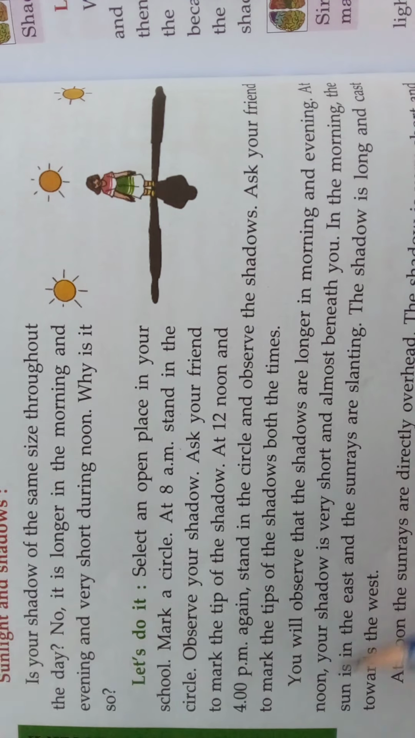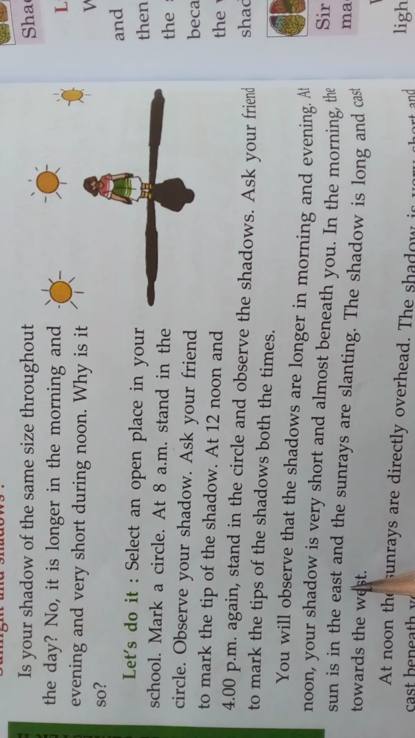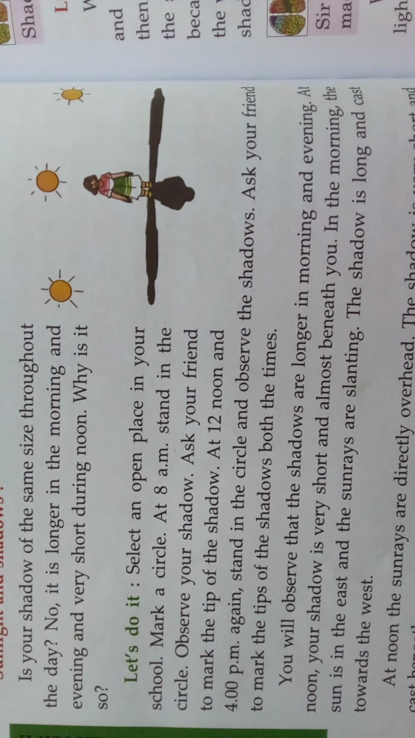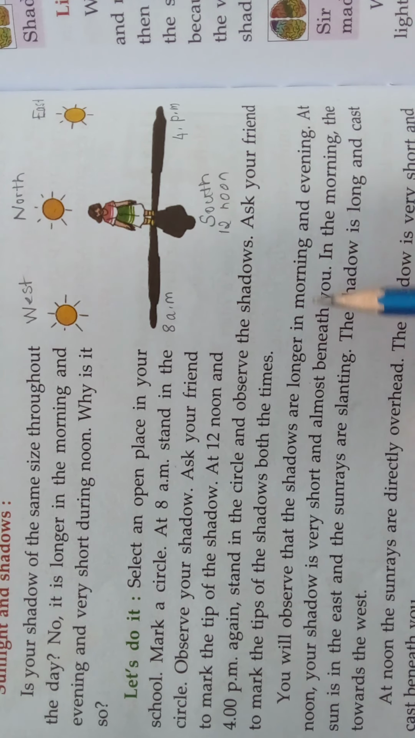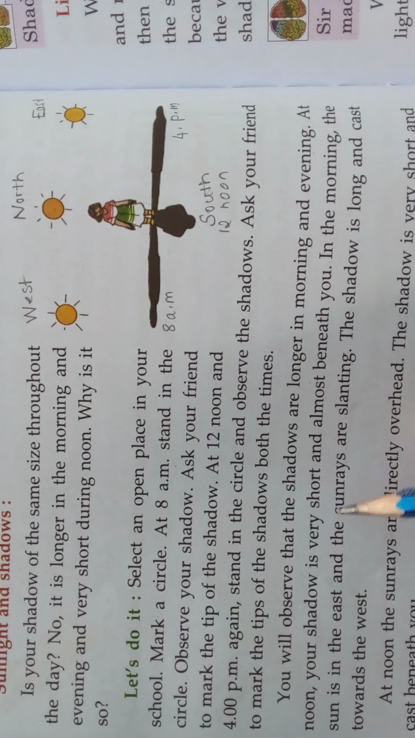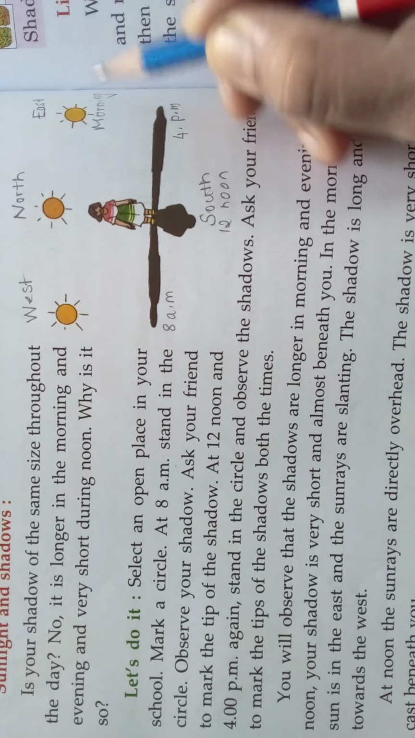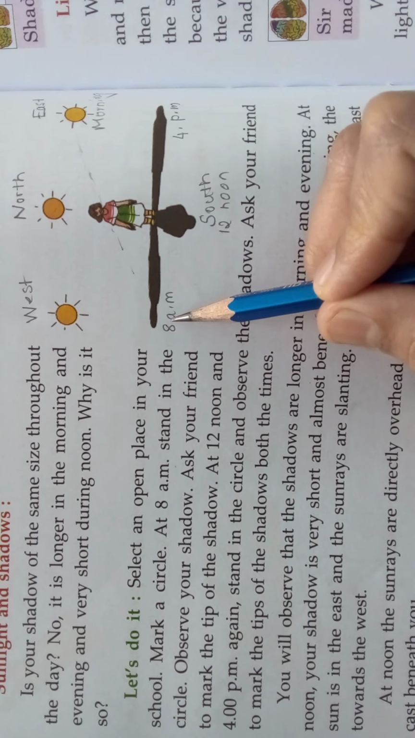You will observe that the shadows are longer in the morning and evening. At noon, your shadow is very short and almost beneath you. In the morning, the sun is in the east and the sun rays are slanting. Look here, children. The shadow is long and cast towards the west.